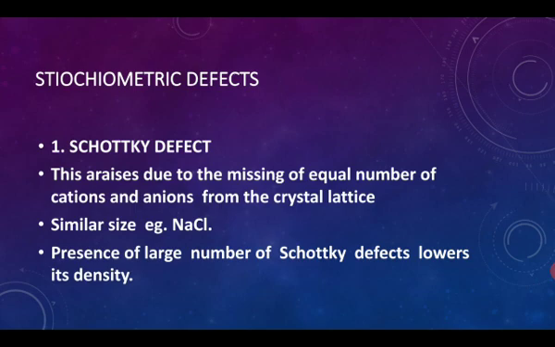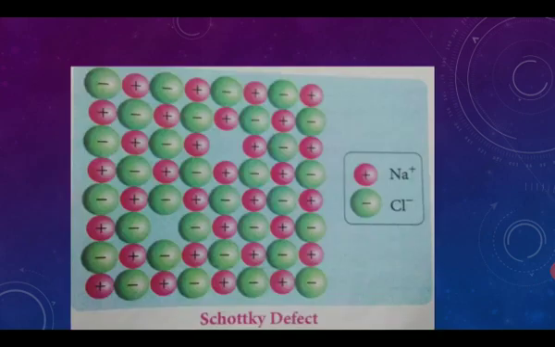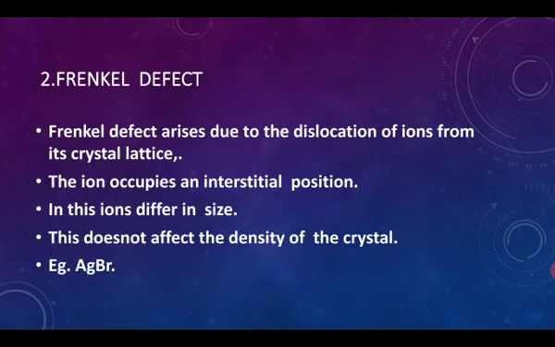Presence of a large number of Schottky defects lowers the density of the crystal. See the diagram once again. We have 2 vacancies. One is due to the absence of Na plus, the other one is due to the absence of Cl minus. Now let us go to the next defect, that is Frankel defect.